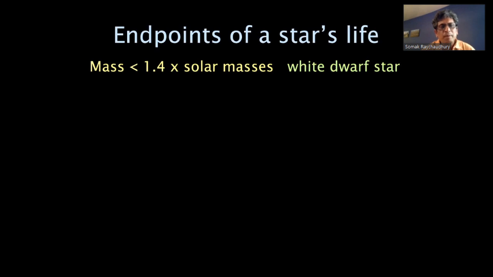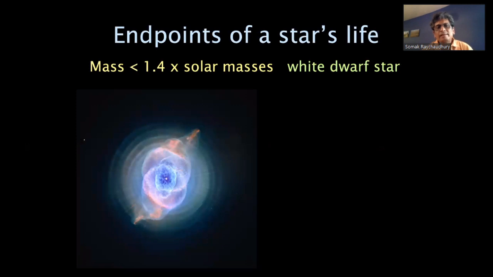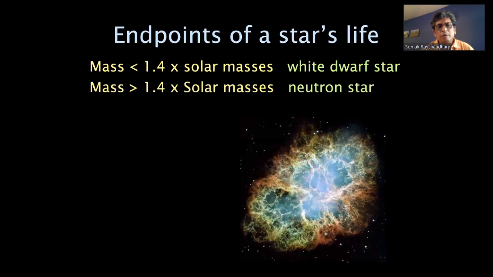Chandrasekhar showed by his application of quantum mechanics to the basic physics of stars that if, for example, a star that is about a mass equal to the mass of our sun, then it will collapse at the end of its life into what is known as a white dwarf star. Our sun is going to go that way.